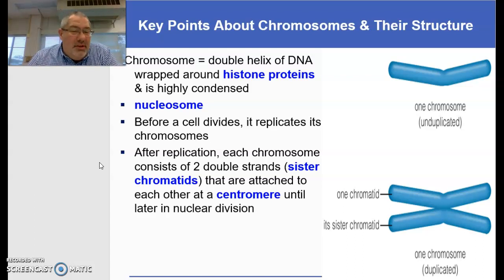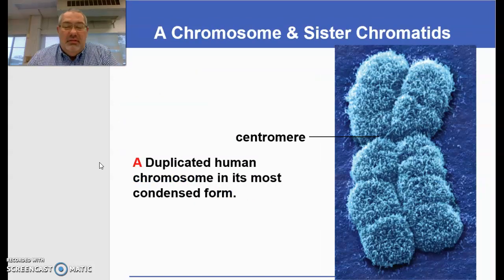The two sister chromatids that form are most often still connected to each other by a small region that is referred to as a centromere. This slide shows a close-up photograph from an electron microscope of a replicated chromosome. The centromere region is labeled there in the middle.